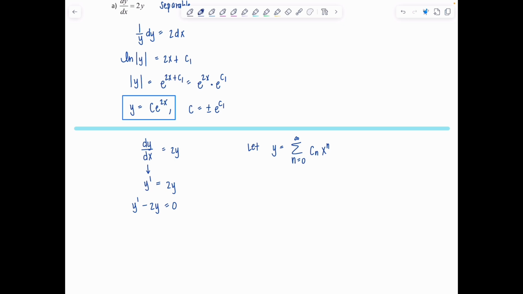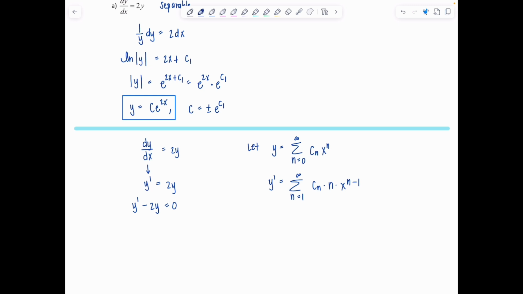So let me differentiate my power series. When you differentiate a power series that starts at n equals 0, that first term, c0 x to the 0, is a constant. So the derivative is going to be 0 for the first term. So the new power series, y prime, starts at n equals 1. Okay, c sub n is a constant, so that doesn't change when you take the derivative. And then the derivative of x to the n is n times x to the n minus 1.